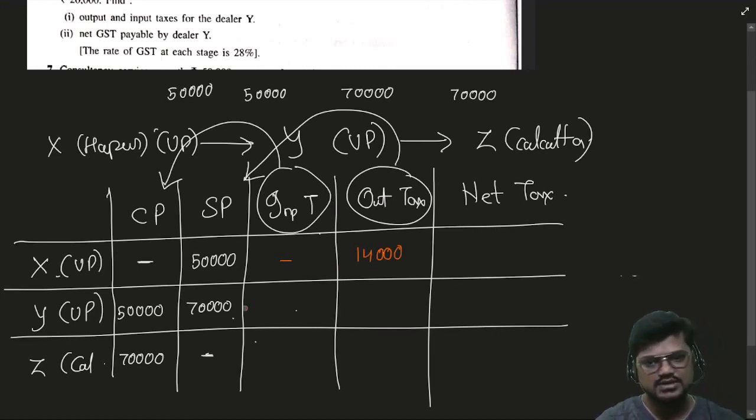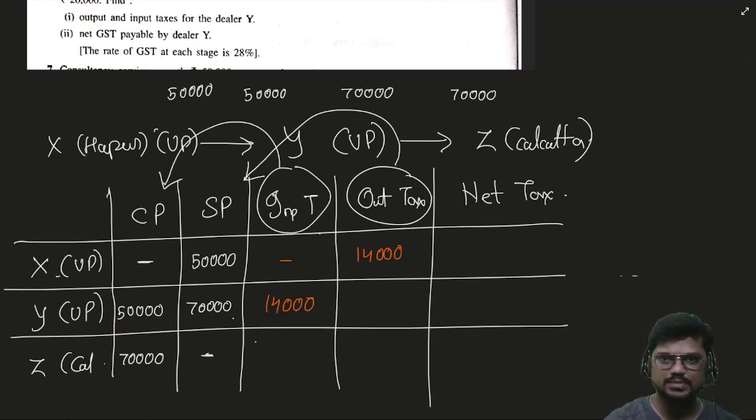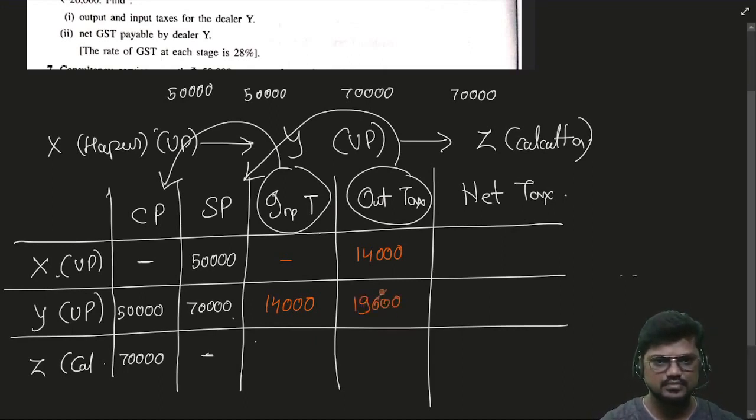The same will be the input tax for the dealer Y, because it is calculated on the cost price. What is the output tax on 70,000? 28% on 70,000 will be 70,000 into 0.28. That gives you 19,600. This will be the output tax, and the same will be the input tax for the dealer Z. And there will be no output tax for the dealer Z because he is the customer.